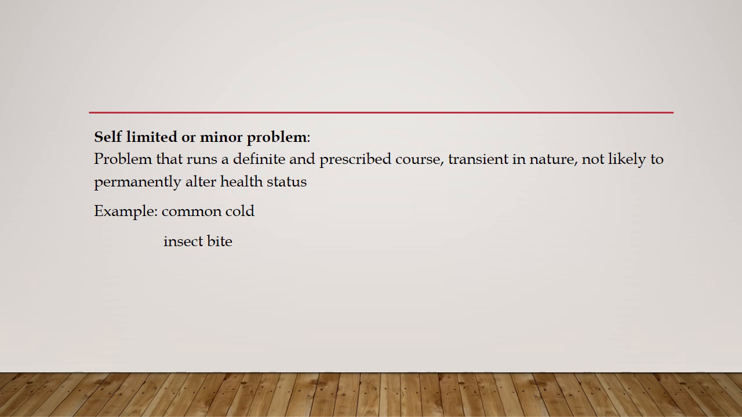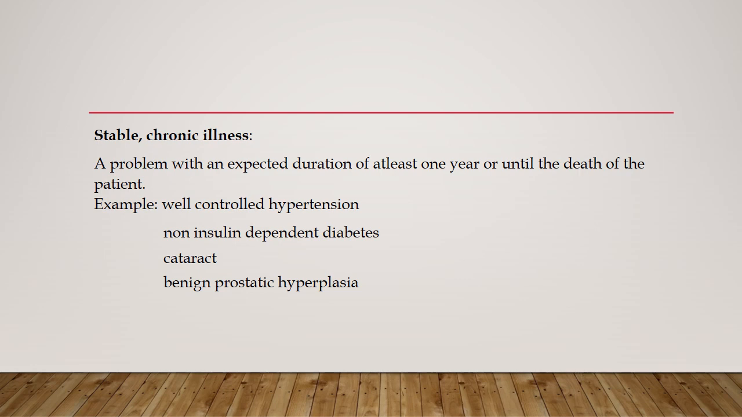Example, a common cold. A common cold may last for 5 or 6 days, and it will resolve on its own, right? Similarly, an insect bite without any complication, if it is a normal insect bite, will heal on its own. Such cases are called self-limited or minor problems. They will run a definite course, and after that it will go away on its own. Then next one, stable chronic illness.